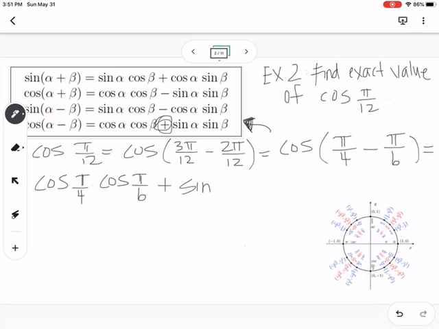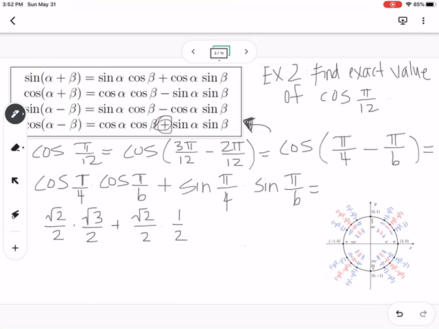All right, and then we're going to have sine of pi over 4 times sine of pi over 6. Again, we're just going to look at the unit circle to get those values. So cosine of pi over 4 is radical 2 over 2. Cosine of pi over 6 is radical 3 over 2. Plus sine of pi over 4. I told you guys to memorize these, so I'm just giving you the unit circle as a little guide. It's always nice to look at it visually. Sine of pi over 6 is 1/2.